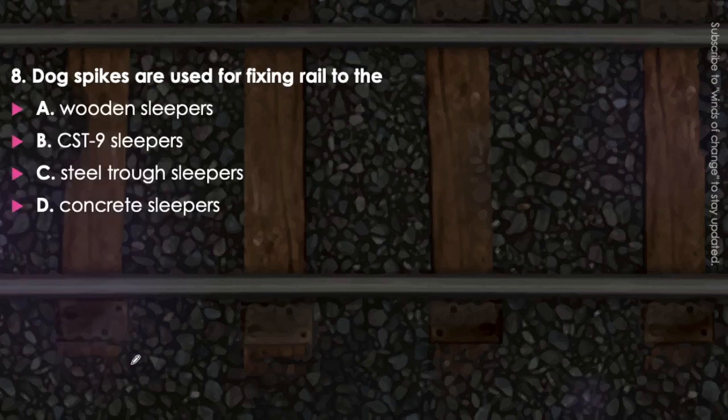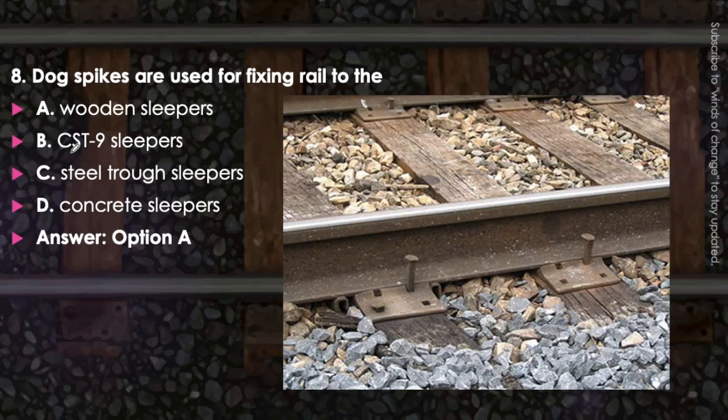Next question. Dog spikes are used for fixing rails to the wooden sleepers, CST9 sleepers, steel trough sleepers or concrete sleepers. Here we are talking about the dog spikes. We discussed the Pandrol clips in the previous question, in which we were asked where the Pandrol clip cannot be used. In this question it is asked where dog spikes are used. We have already explained the dog spikes in one of the questions. They are used with wooden sleepers, so option A will be correct.